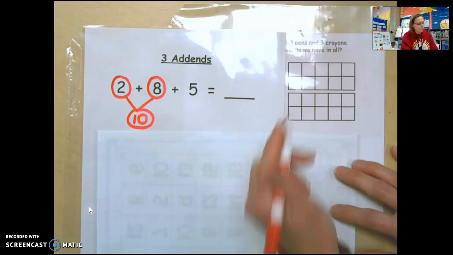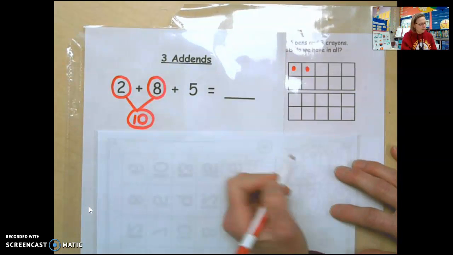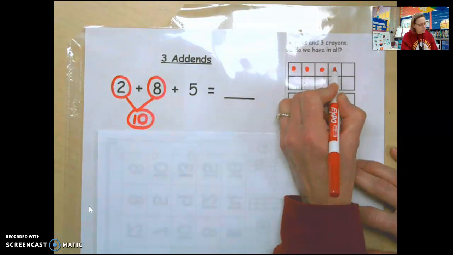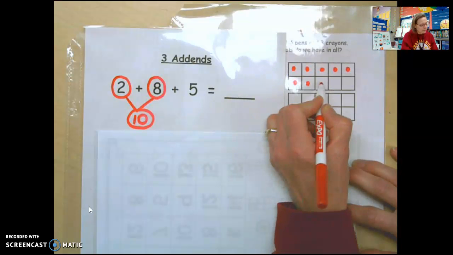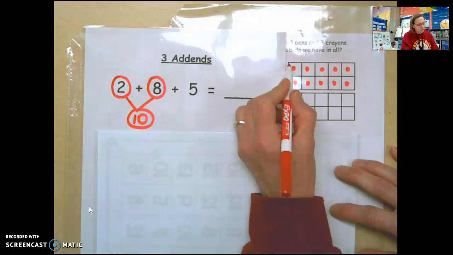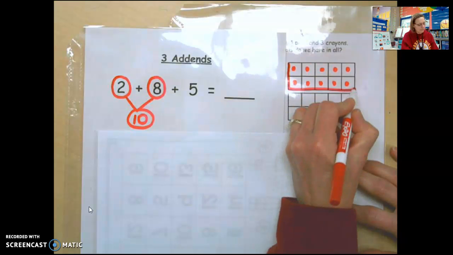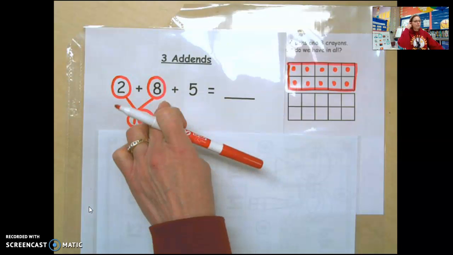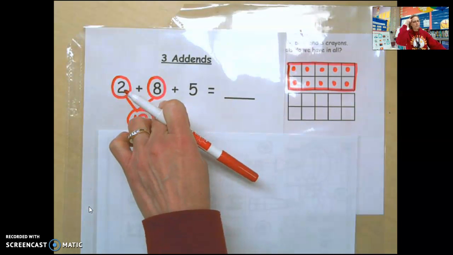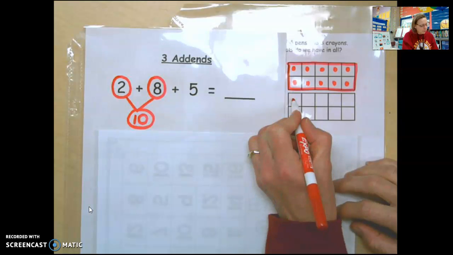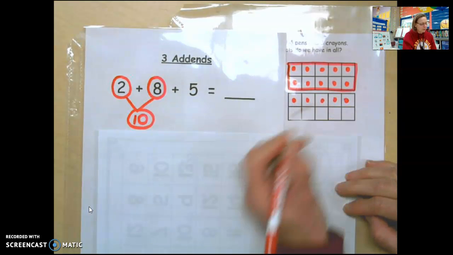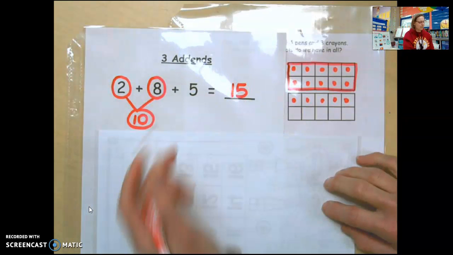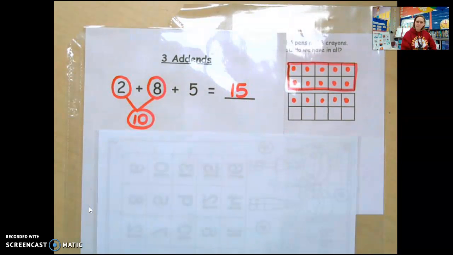Okay, so let's look at that over here. I know that I've got 2, and then I know that I've got 8. 1, 2, 3, 4, 5, 6, 7, 8. And you can see it makes a 10. Okay, so we want to be able to see that very easily. We've got to know that 8 has 2 empty boxes and see that in our head, right? All right, and then we've got the 5 extra down here. So 10 and 5 are 15. All right, that wasn't bad.